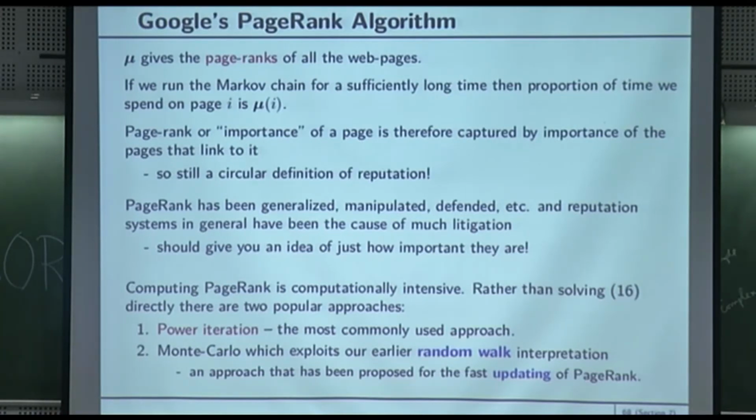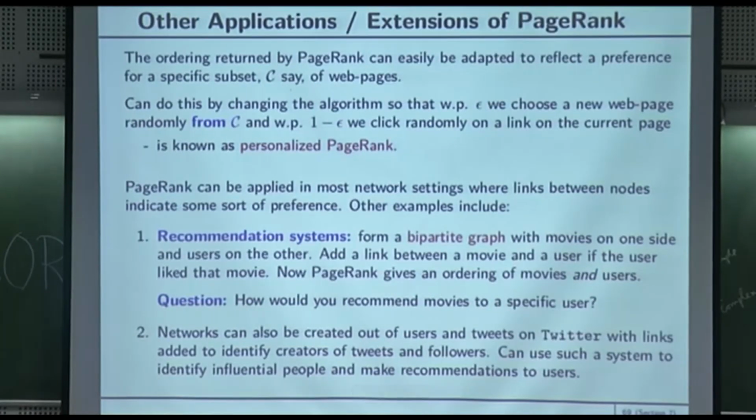This page rank idea has been used in many places. The ordering returned by page rank can be easily adapted to reflect preferences for a subset. You can do this by changing the algorithm so that with probability epsilon we choose a new web page randomly from C, and with 1 minus epsilon we click randomly on a link of the current page. This is known as personalized page rank.